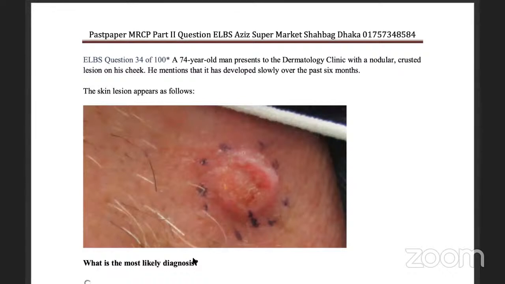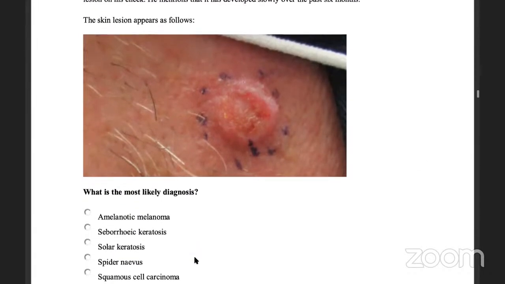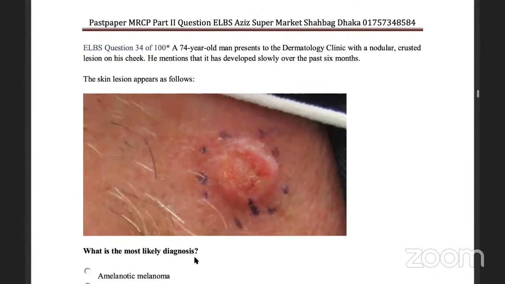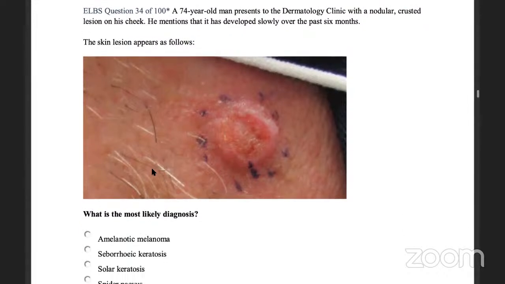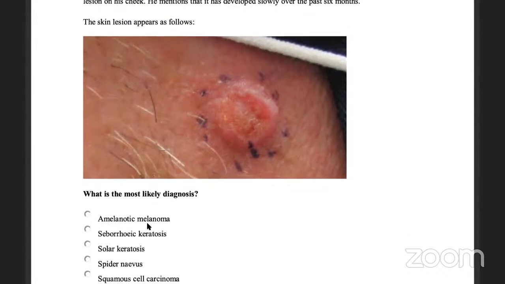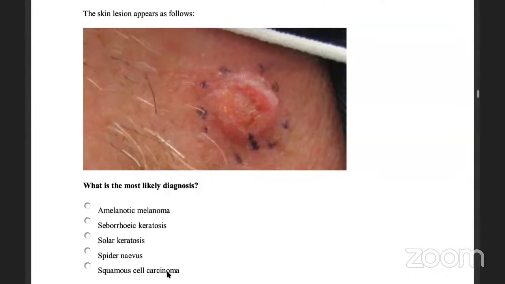What is the most likely diagnosis? A 74-year-old man presents to the dermatology clinic with a nodular and crusted lesion on his cheek, and he mentions that it has developed slowly over the past 6 months. So the lesion is here on the cheek. A 6-month, long history. So this is something scary.